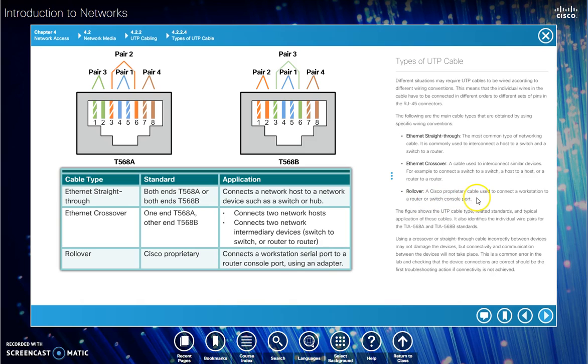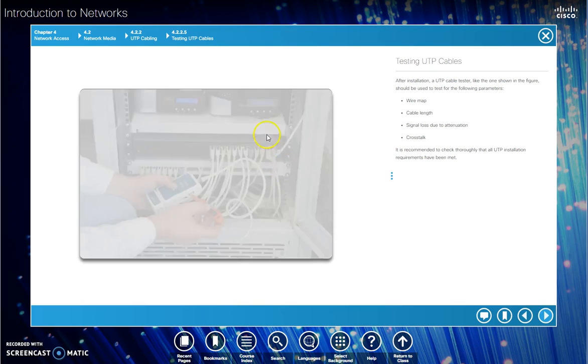Rollover is a Cisco proprietary cable used to connect a workstation to a router or switch console port. It's a special cable we have. These are the only two you really need. Rollover you'll see on the test, so just make sure you know it for the test. In real life you'll never hear me talk about it. These are what you need to know, and what the difference is.